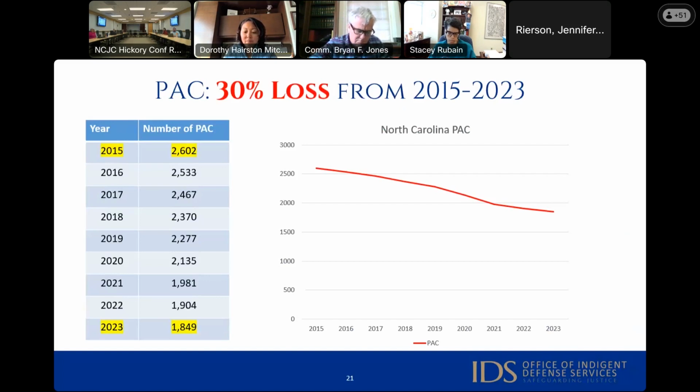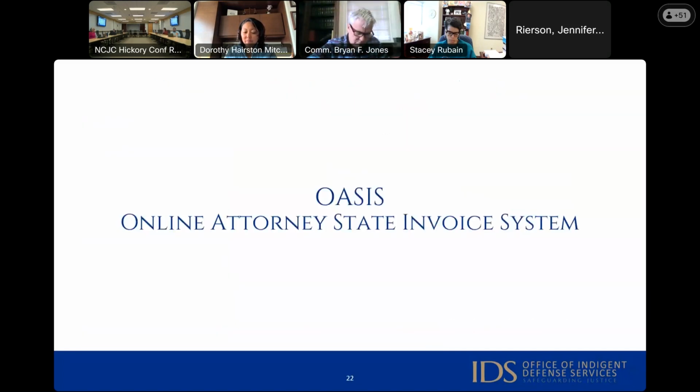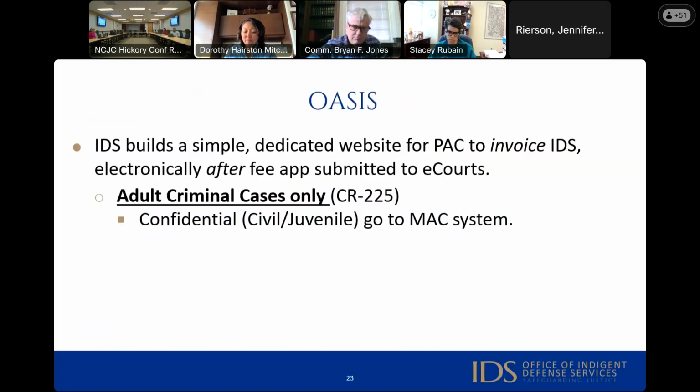We have to build, not empty, our PAC rosters, and building those PAC rosters means lower caseloads for all of them. Lower caseloads means less burnout, and we have to modernize the way we do business in order to survive. We do have a plan that, with some key innovations to the way we do business, will allow us to meet the moral imperative to pay our PAC within 30 days of completion of their work. That plan is the Online Attorney State Invoice System, or OASIS for short.